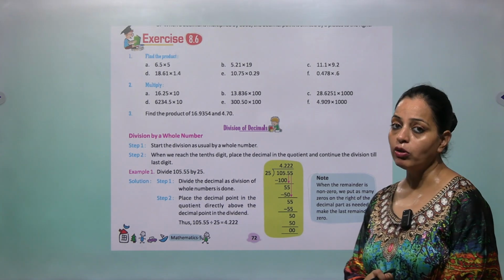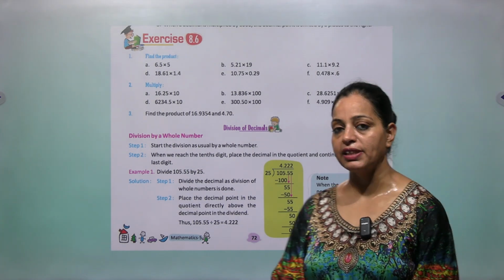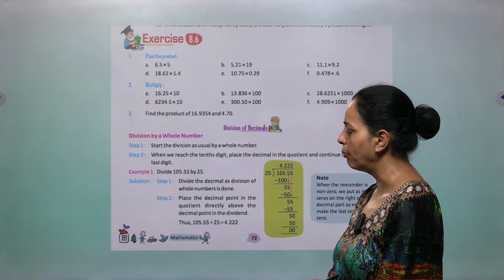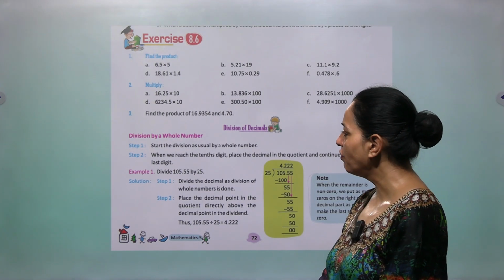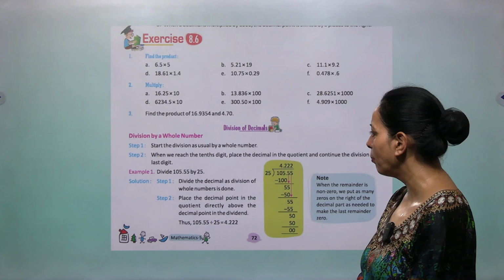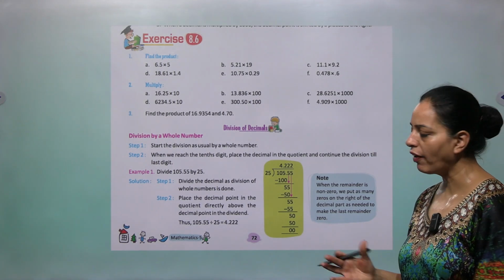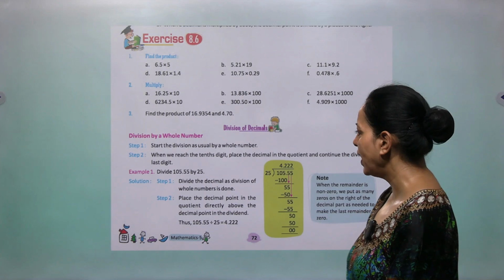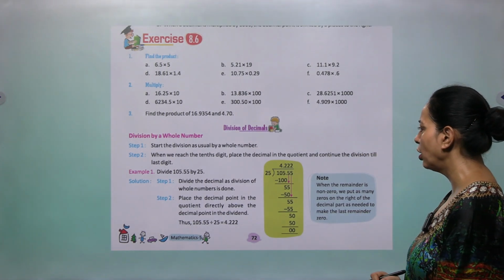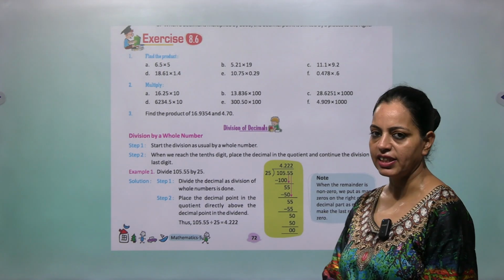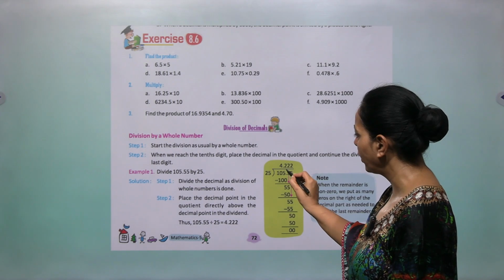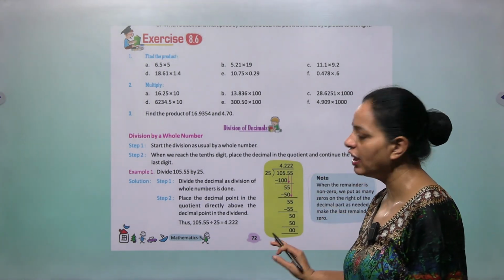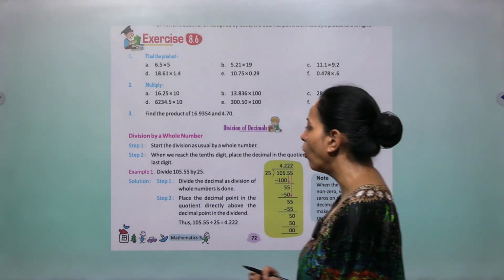Now we are talking about division of decimals. Division by a whole number. Step 1, start the division as usual by a whole number, just like we do simple division. Then when we reach the tenth digit, place the decimal in the quotient and continue the division till the last digit. See how?